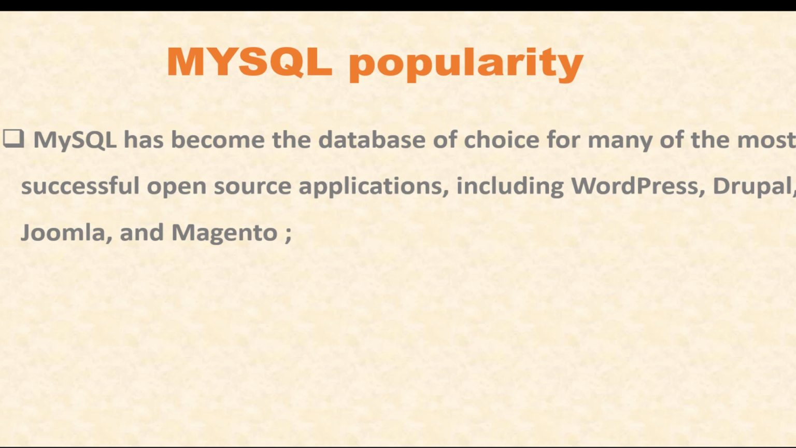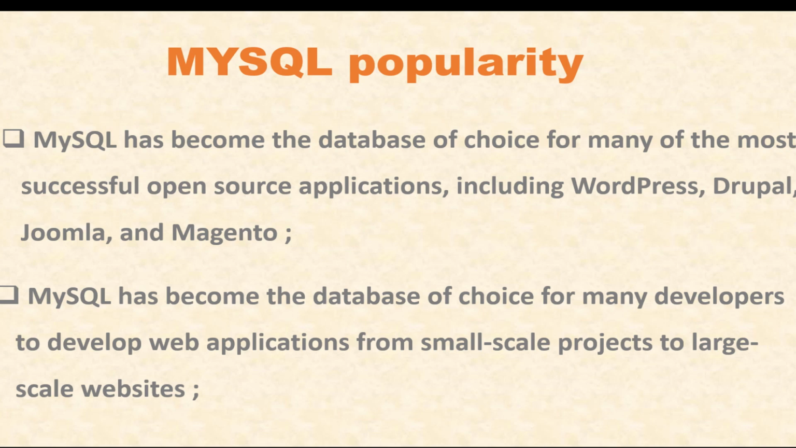MySQL has become the database of choice for many of the most successful open source applications, including WordPress, Drupal, Joomla, and Magento. The combination of MySQL's open source nature, high performance capabilities, robust community support, and scalability has contributed to its increasing popularity in the database management space. Over 90% of WordPress-based websites use MySQL as their database management solution, as well as 46% of Drupal websites. MySQL has become the database of choice for many developers to develop web applications from small-scale projects to large-scale websites.